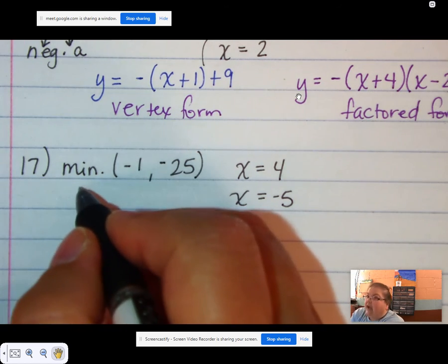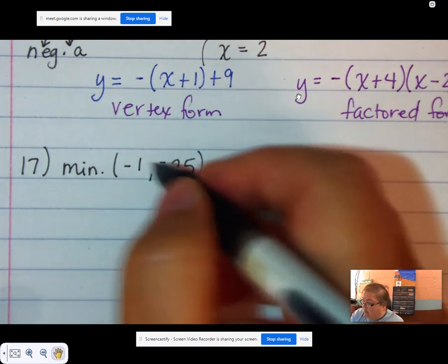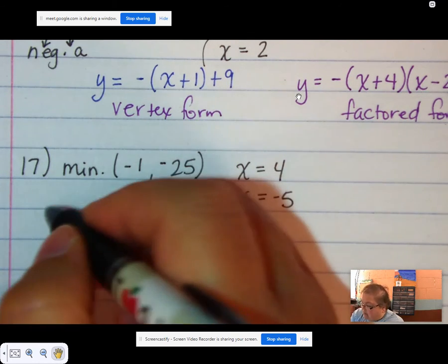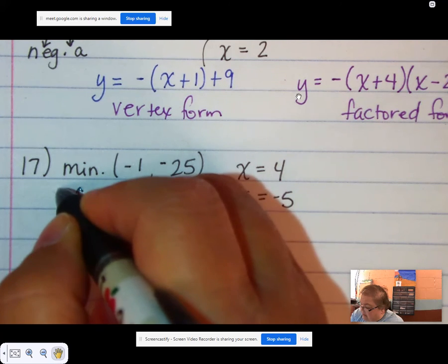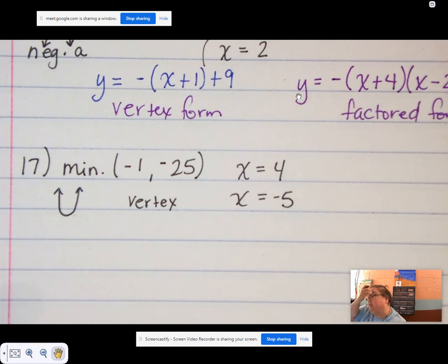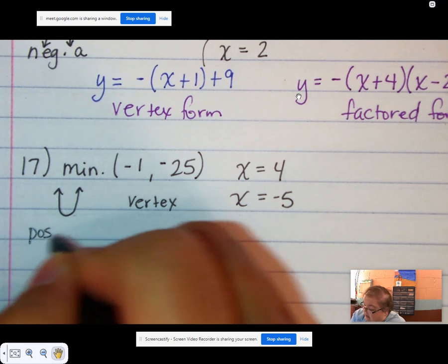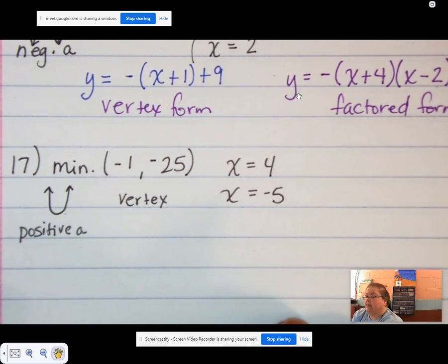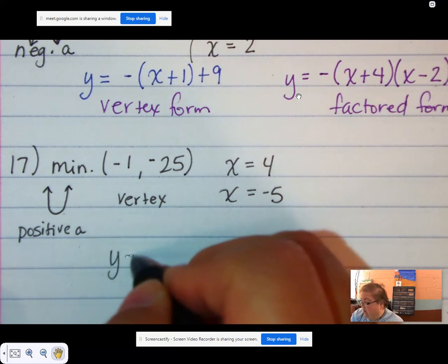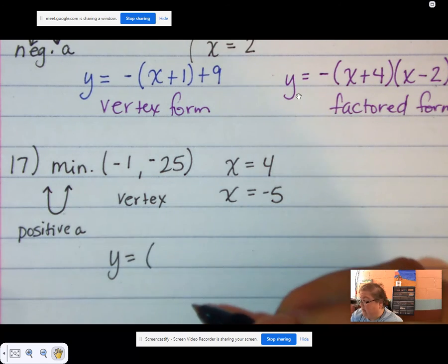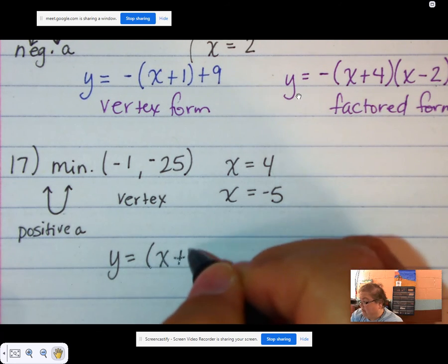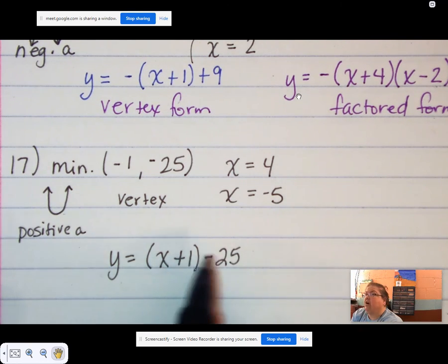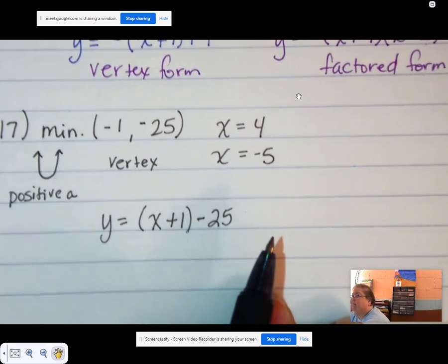Again, I can write both of those equations. Remember, this is the vertex. It's a minimum. Which way does this one open? Up. Because my vertex is the lowest point because it's a minimum. So this one will be a positive A. Positive A. Y equals, it's positive, so I don't put anything in front. (x plus 1) squared minus 25. H comma K. Okay?